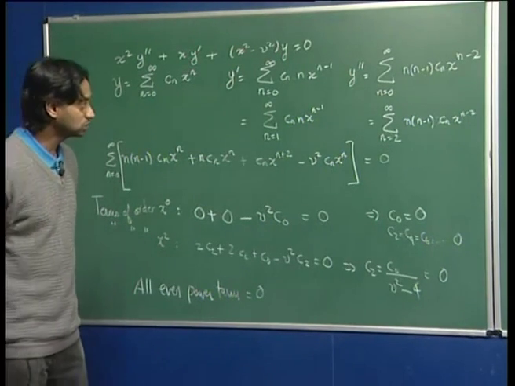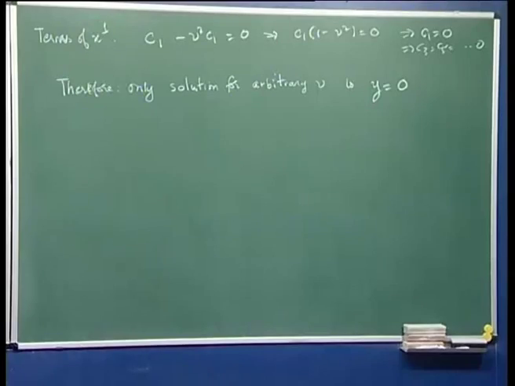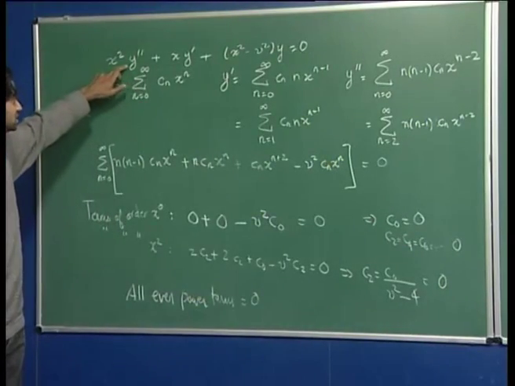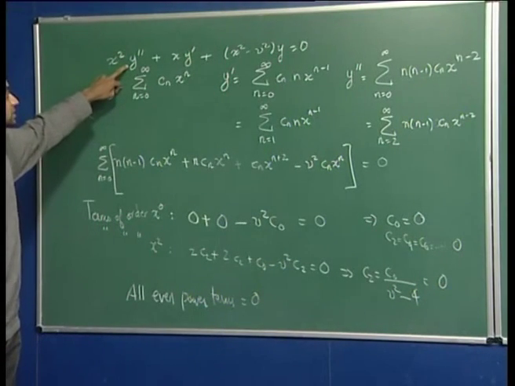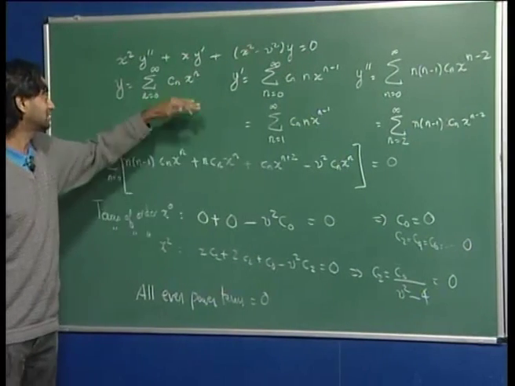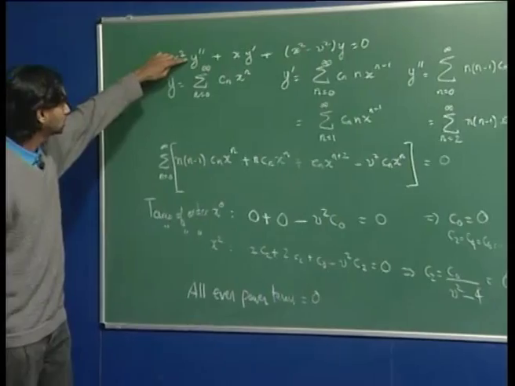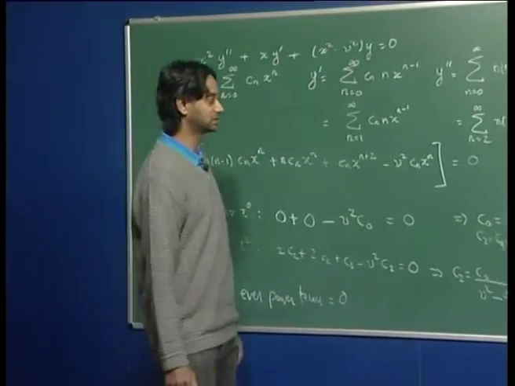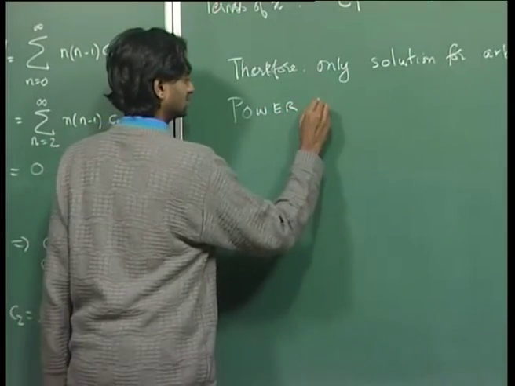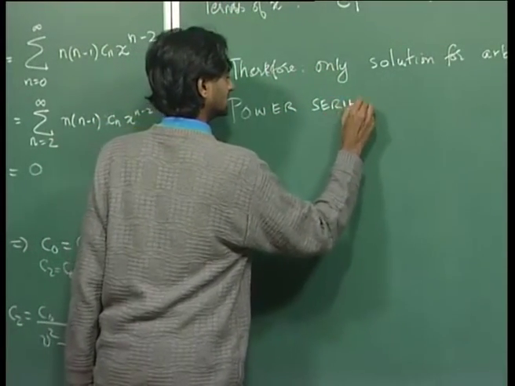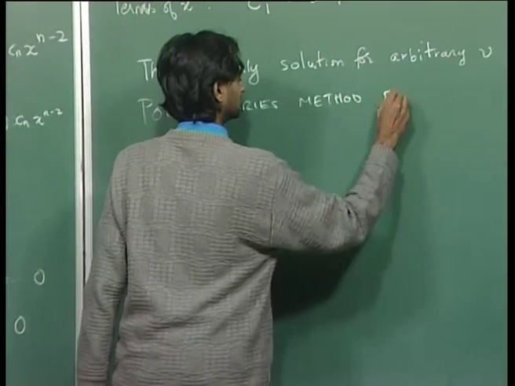Okay. So, what you realize is that if you apply the power series method for this differential equation, you end up with a trivial solution, that is y equal to 0. So, any homogeneous equation always has a solution y equal to 0, but that is not the solution that you are interested in. So, therefore, the power series method fails.